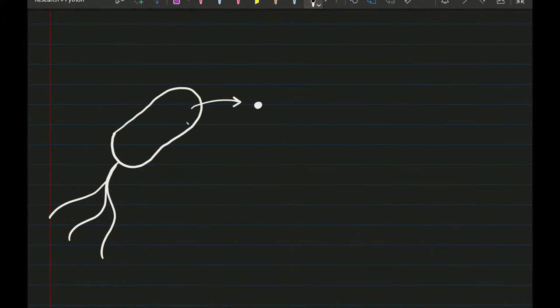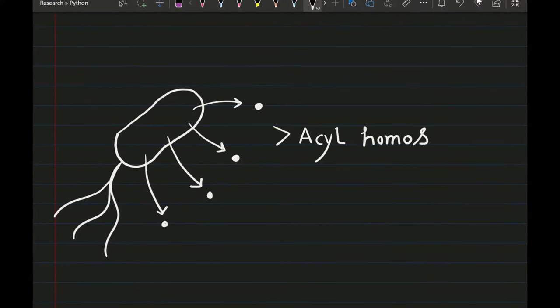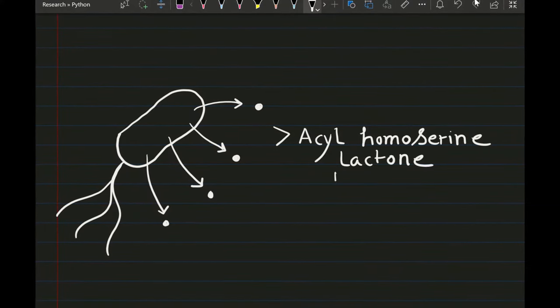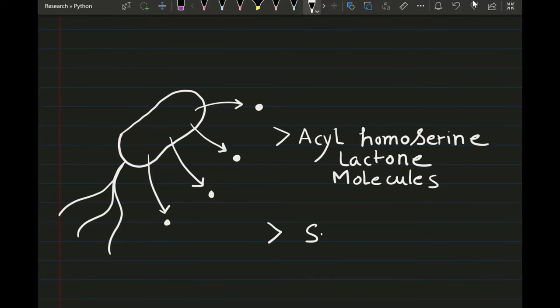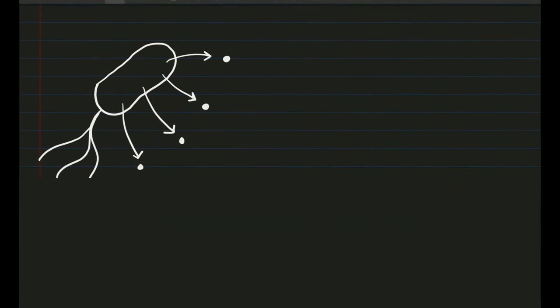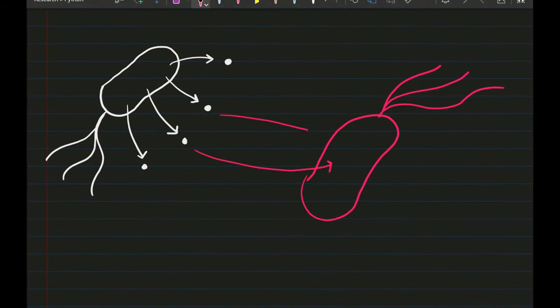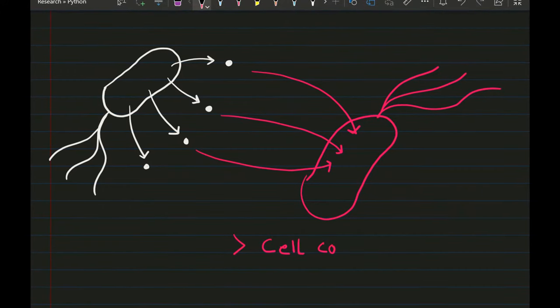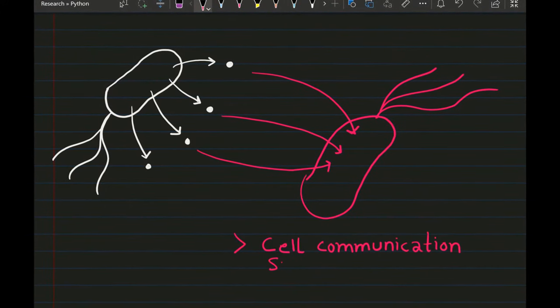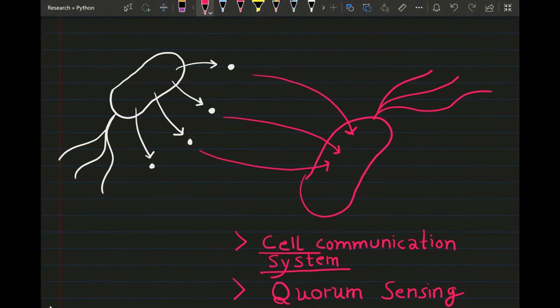Now, let's imagine this is our bacterial cell, which produces small hormone-like molecules. These molecules are known as acyl homoserine lactone molecules. These molecules play a very important role in the signaling system, therefore these are known as signaling molecules. These small molecules are received by another bacteria, and we can say that there is a cell communication system working between these two bacteria, which is known as quorum sensing.